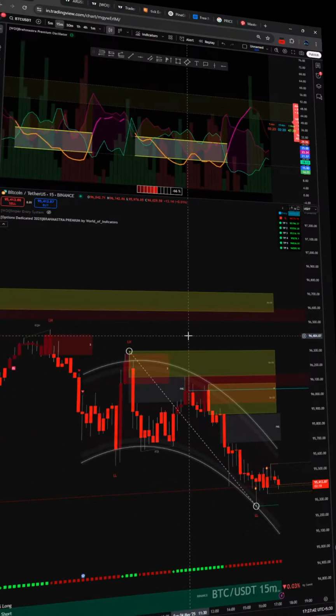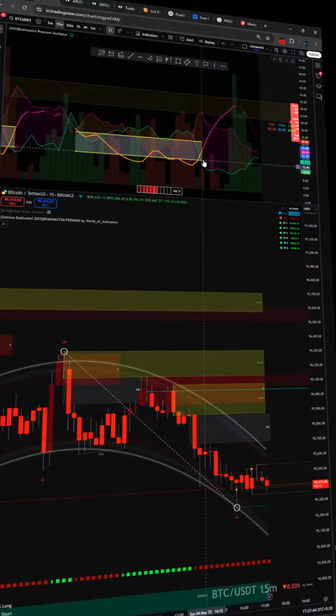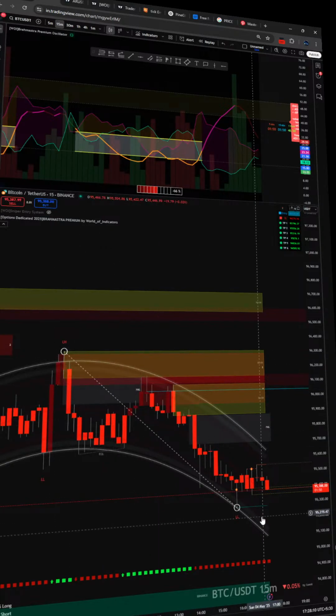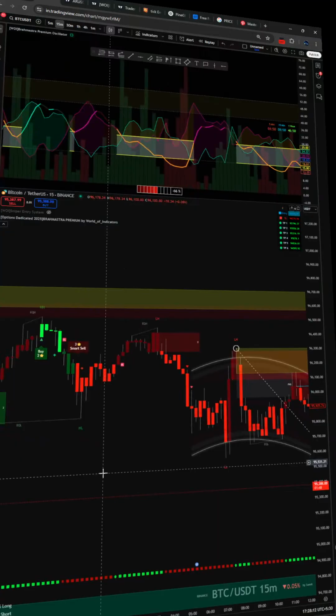Before whatever is happening here, you can see that an order block is formed and a fair value gap is formed, and it's taken, and it's boom. Simple concept: order block, fair value gap, rejection, and boom.